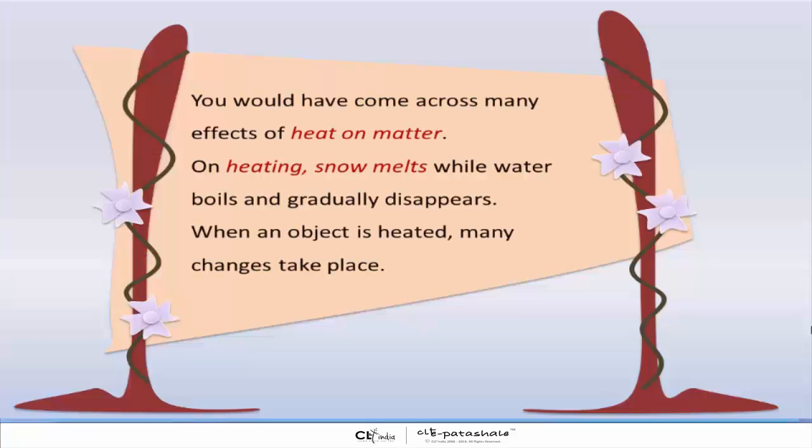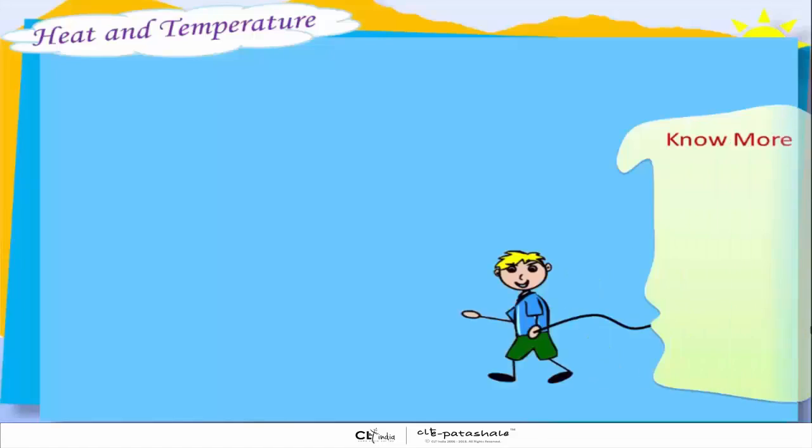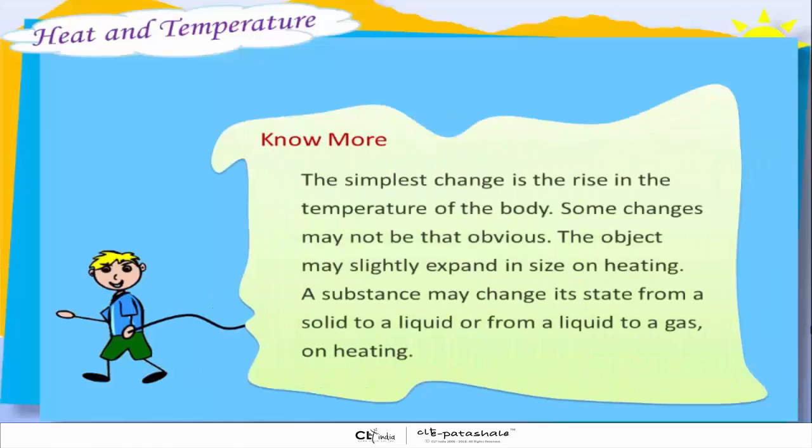You would have come across many effects of heat on matter. On heating, snow melts while water boils and gradually disappears. When an object is heated, many changes take place. The simplest change is the rise in the temperature of the body. Some changes may not be that obvious. The object may slightly expand in size on heating.